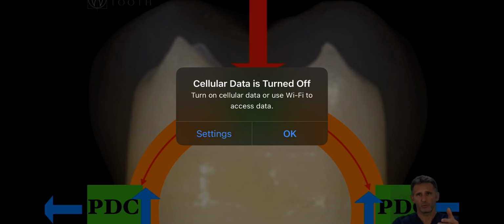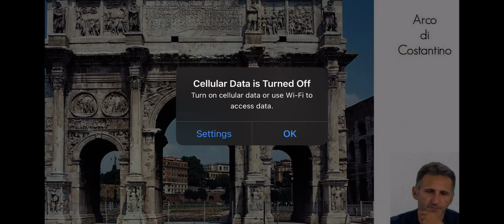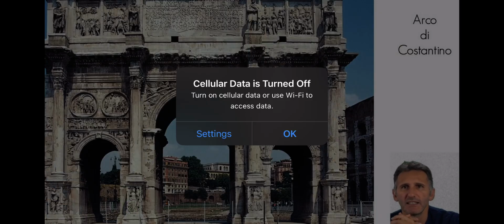Because this is what happens. We have a healthy tooth, and we have this, the blue line of horizontal forces on the pericervical dentin. We make a hole, and we start to have more accumulation of forces on the pericervical dentin. This is something that is true also for a vaulted arch, like in this case. This is the famous Constantine arch in Rome. You see the Colosseum behind. When you see this kind of building, the main arch is the bigger, and the ones on the sides are smaller. Why?